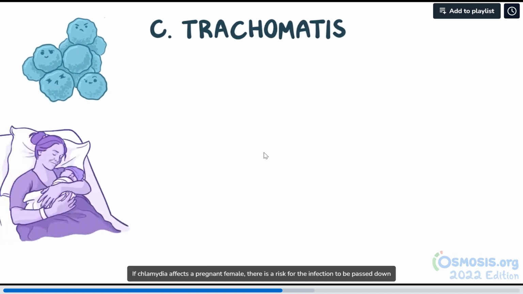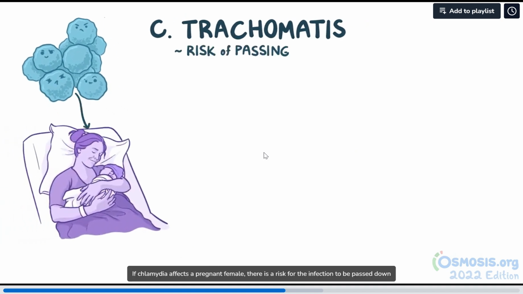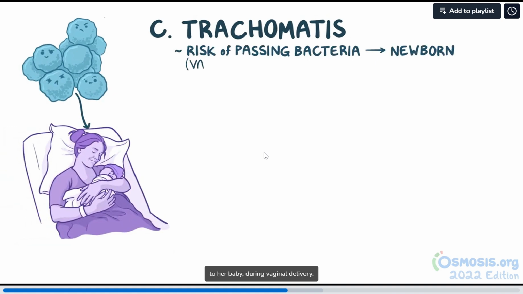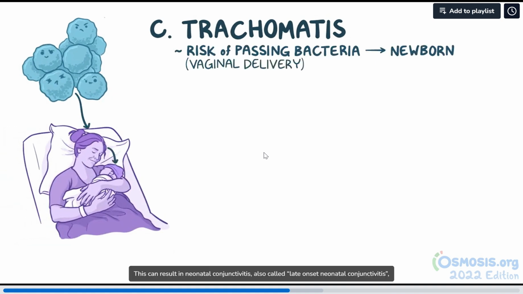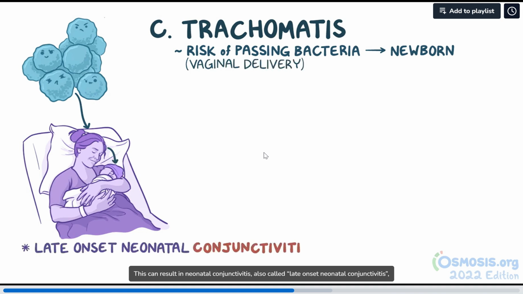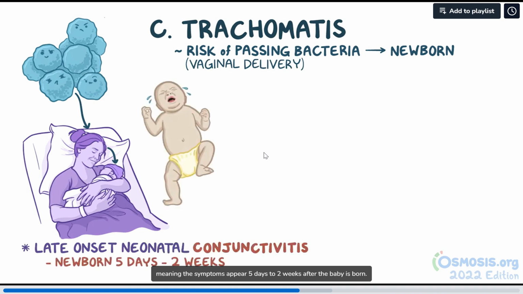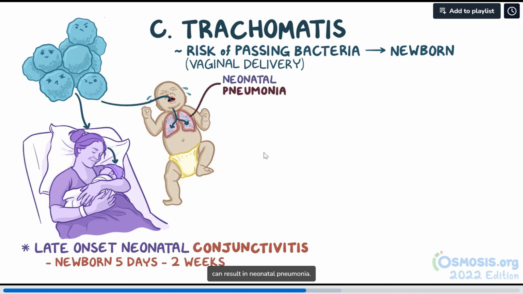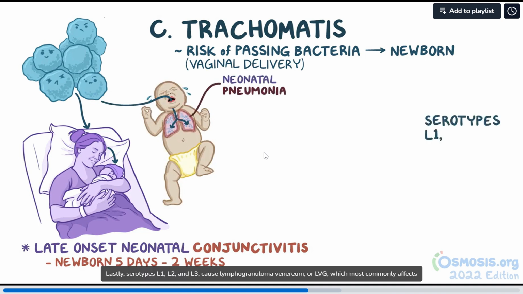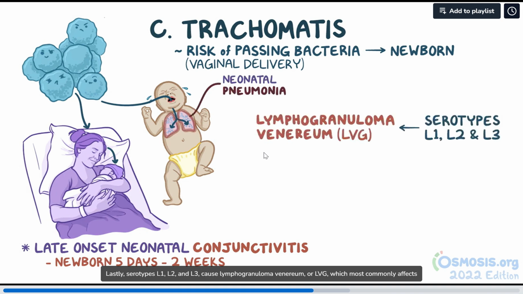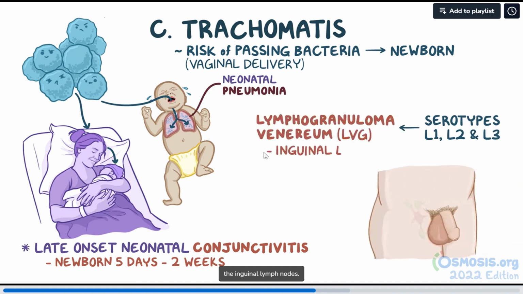If chlamydia affects a pregnant female, then there is a risk for the infection to be passed down to her baby during vaginal delivery. This can result in neonatal conjunctivitis, also called late-onset neonatal conjunctivitis, meaning the symptoms appear 5 days to 2 weeks after the baby is born. Alternatively, if the bacteria make their way down the baby's respiratory tract, it can result in neonatal pneumonia. Lastly, serotypes L1, L2, and L3 cause lymphogranuloma venereum, or LGV, which most commonly affects the inguinal lymph nodes.